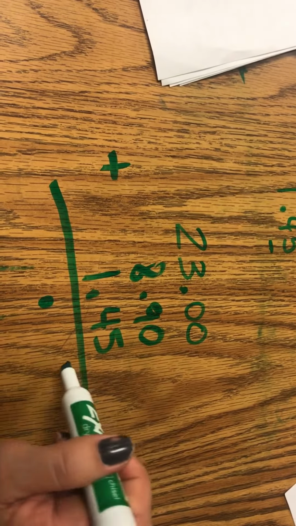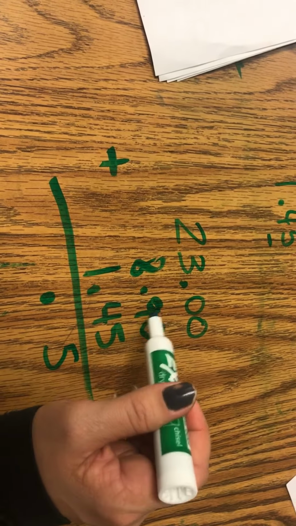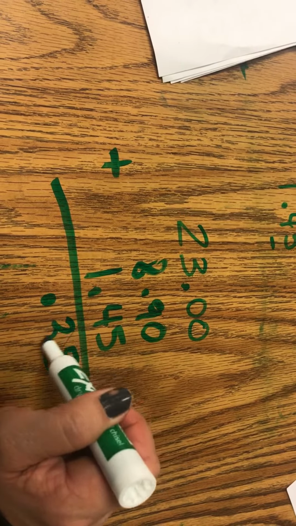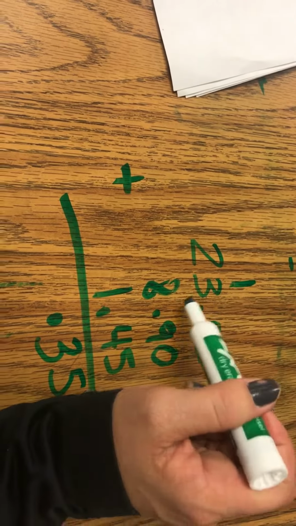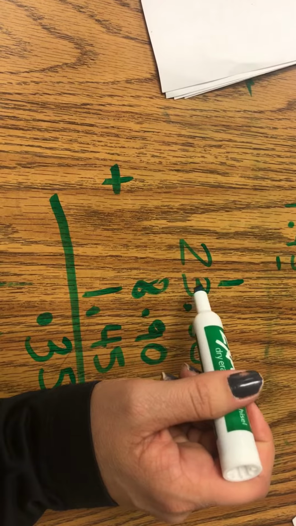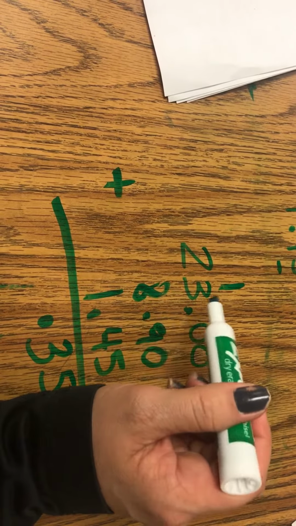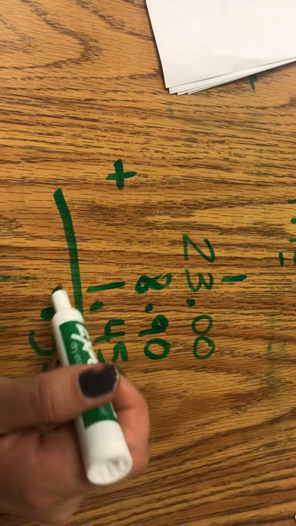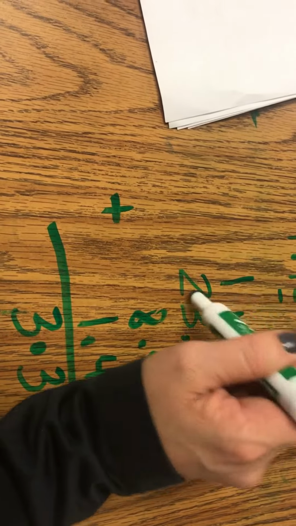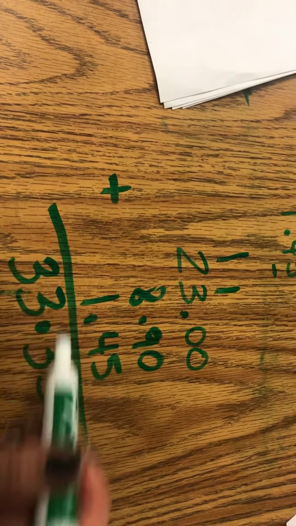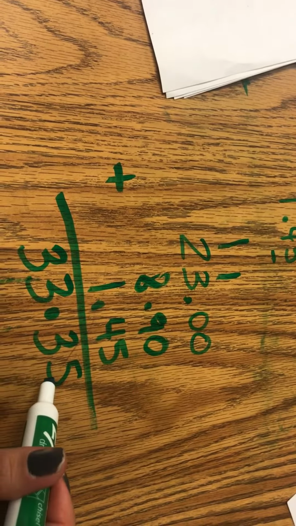So 0 and 0 and 5 make 5. 0 and 9 and 4 make 13. I put my 3 here, carry my 1. 8 and 3 and 1 make 13. Put my 3 here, carry my 1. 2 and 1 make 3. So my sum would be 33 and 35 hundredths. Okay, so I hope that helps you with number 12.